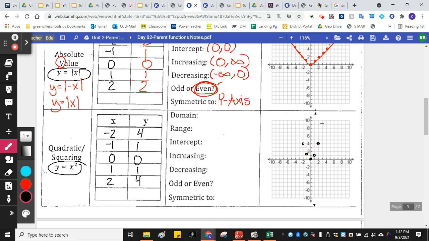If I plug in 3, I get 9. Try your hardest not to make this look like a V, because this isn't a V. It's a U. What's the fancy word for it? Parabola. U-shaped graph is a parabola. Spelled parabola.